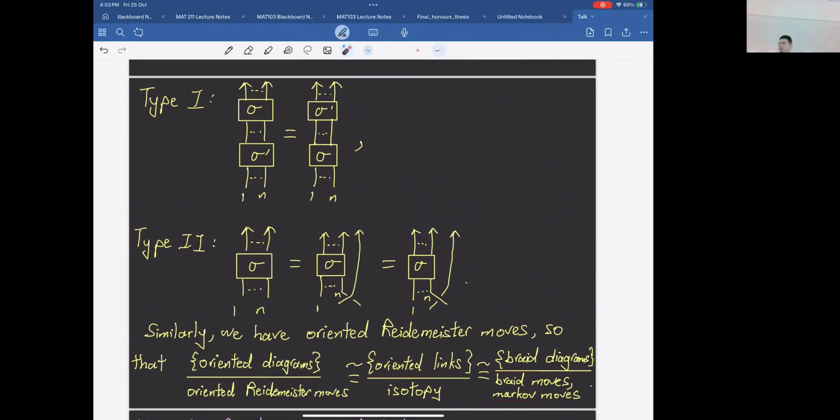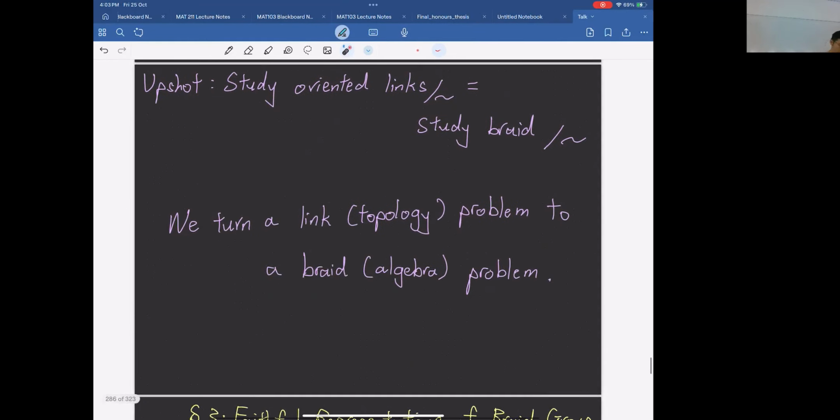For oriented links, it turns out that orientation is pretty important. The link invariant we're going to give, which is called Jones polynomial, will be defined on oriented links. Meaning if you have links with different orientation, they should give you different Jones polynomials. So orientation is important in this case. The upshot is that studying oriented links is just studying braids. So we have turned a topology problem into an algebra problem.